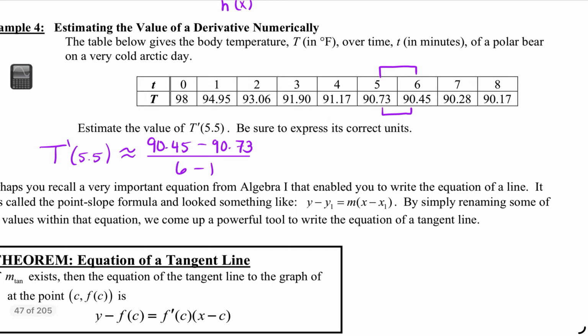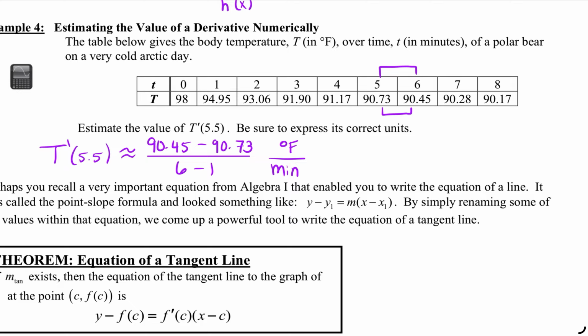Make sure you line everything up, right? Did I line these up correctly? Yes. Did I line these up correctly? Yes. And then also don't forget to mess up the y goes on top and the x goes on the bottom. That's an easy mistake to make. Okay, it does say to be sure to express in correct units. So the top part is the degrees Fahrenheit, right? Because that's my y value, and big T is degrees Fahrenheit. And then the bottom part is minutes. So I'm going to put degrees Fahrenheit per minute.